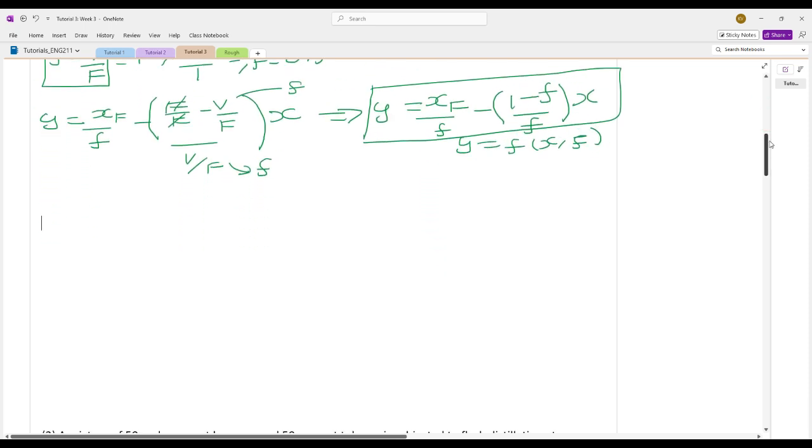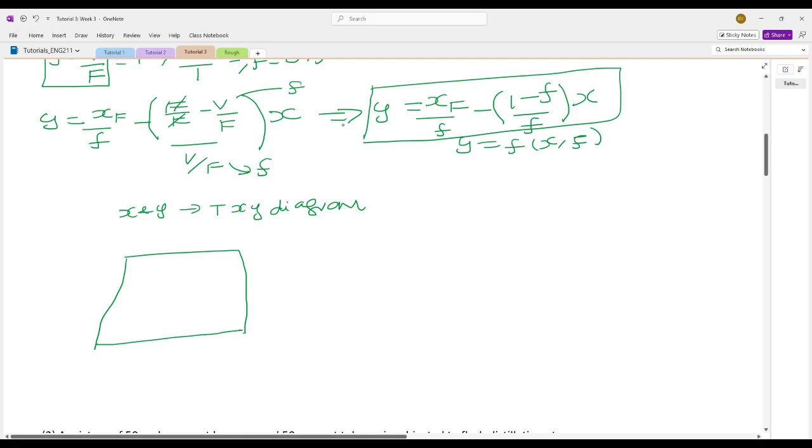So we already answered what we asked. The second question is, I also asked you to explain how you get x and y from the txy diagram. Typically your txy diagram will look something like that. T will be on the y axis, x comma y will be on the x axis, something like that. The topmost curve is T versus y.